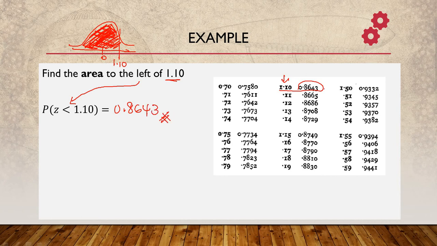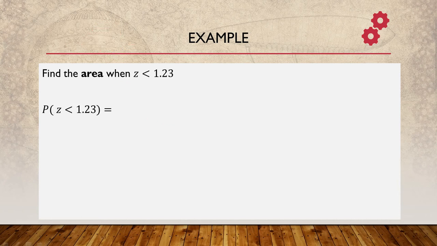This is 1.10. Okay. Next. Find the area when Z is less than 1.23. Just now it was in words, now it's in symbol. So Z less than 1.23 will be more or less the same. So we want to find, 0 here, so 1.23 to the left. Less than means left.